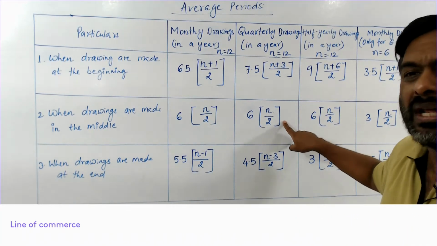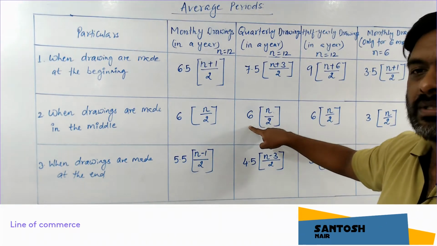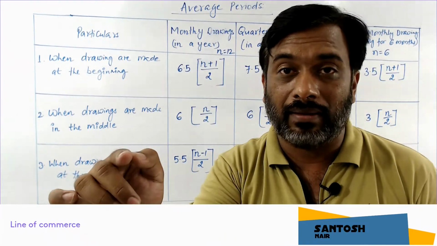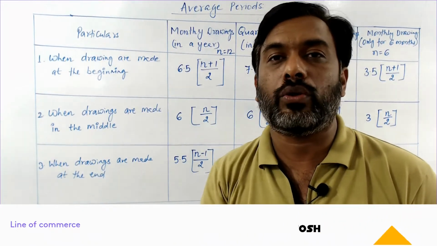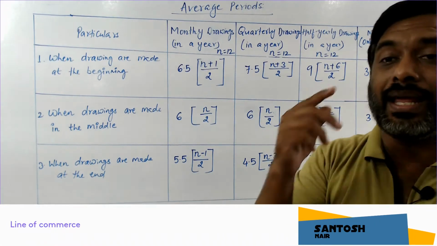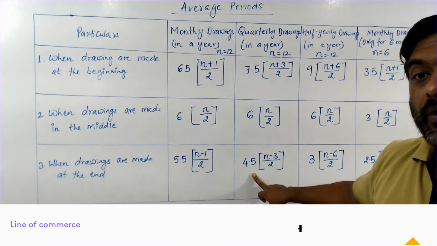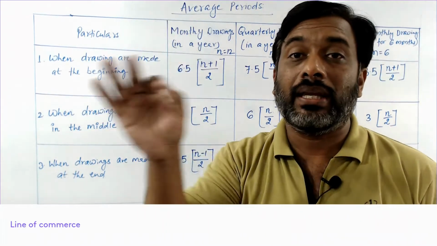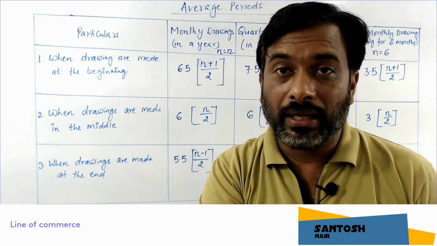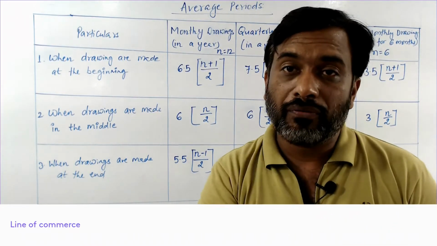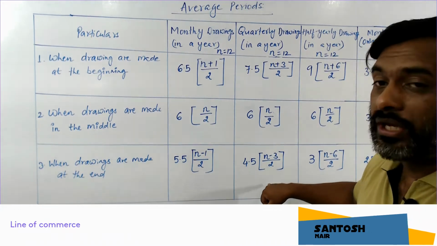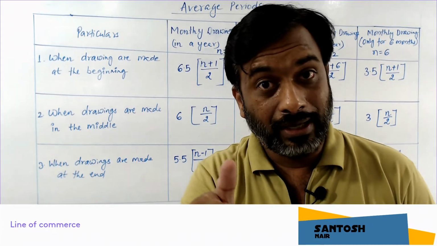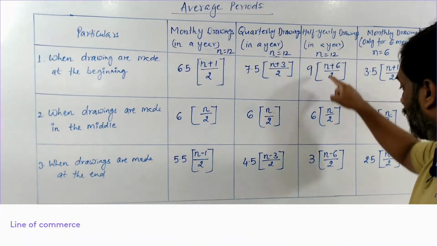Middle is n by 2. 12 by 2, that will be 6. Here at the end of each quarter will be n minus 3. 12 minus 3 whole divided by 2. So 12 minus 3 is 9. 9 divided by 2 will be 4.5. Easy. Quarterly, n plus 3 whole divided by 2 for beginning of each quarter, n by 2 for middle of each quarter, and for end of each quarter it will be n minus 3 whole divided by 2. Done. Let us go to the next situation.